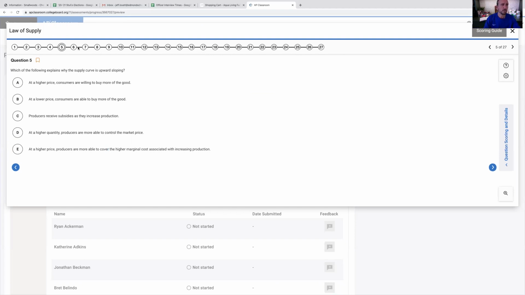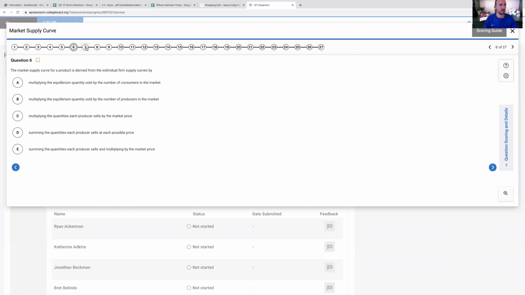Okay. Number six, the market supply curve for a product is derived from the individual firm supply curve. The overall market supply is a combination of all of the individual supply curves of all of the firms. So it's adding up all of the quantities that each producer is willing and able to sell. So your answer for 6 should be D.